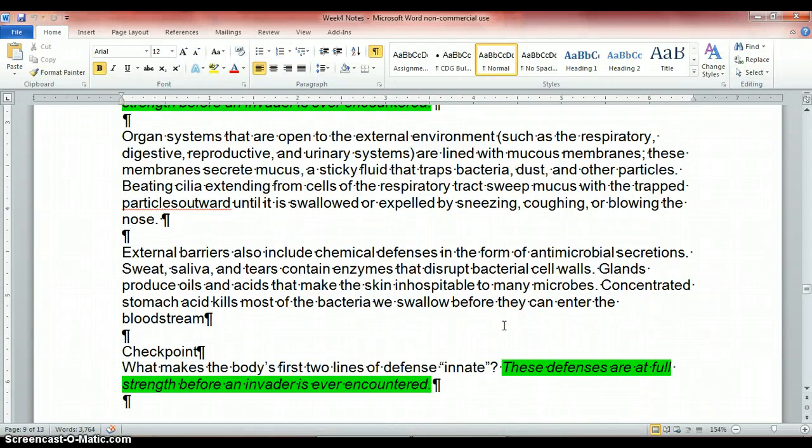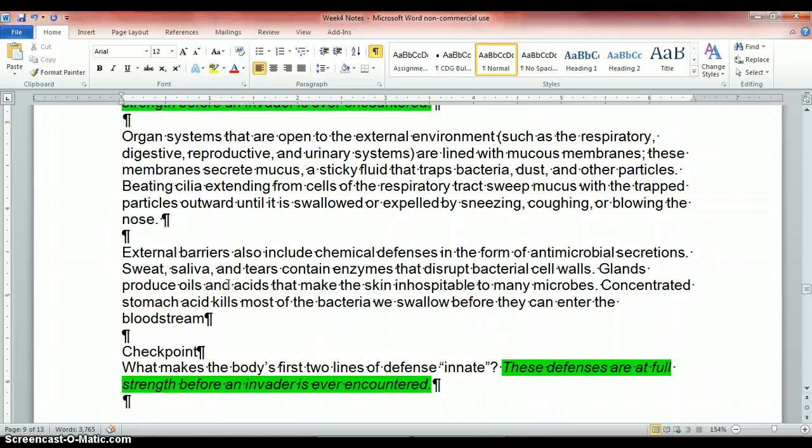Organ systems that are open to the external environment, such as respiratory, digestive, reproductive, and urinary systems, are lined with mucous membranes. These membranes secrete mucus, a sticky fluid that traps bacteria, dust, and other particles. Beating cilia extend from the cells of the respiratory tract and sweep mucus with the trapped particles outward until it is swallowed or expelled by sneezing, coughing, or blowing of the nose.